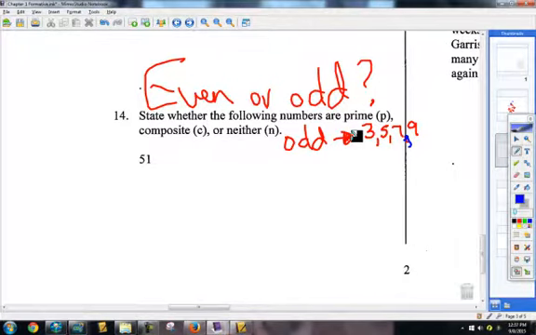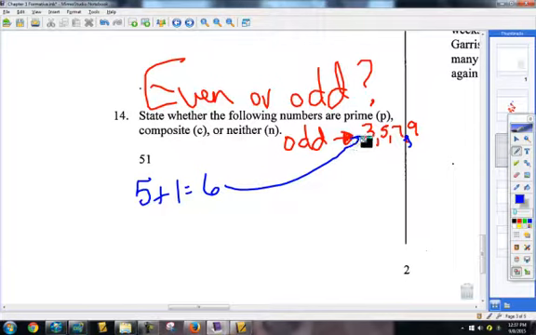Yes, Bridge. Out of all the digits. So 5 plus 1 is? 6. Is 6 divisible by 3? Yes. So is 51 divisible by 3? Yes. Do I need to keep going here and figure out any more factors? No, because once I realize that it has at least one more other than 1 and 51, what kind of a number is it? Composite. Okay?